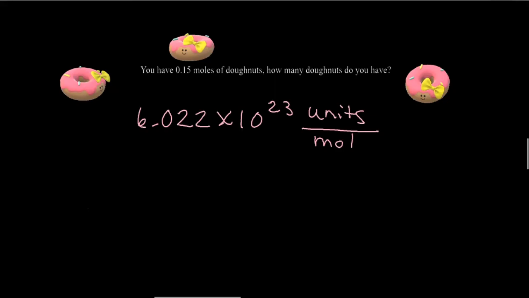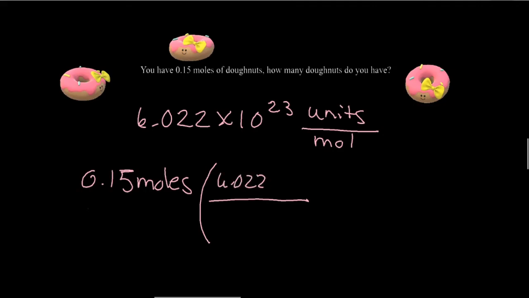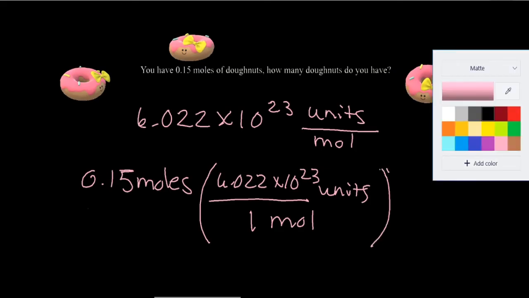So to get back to the problem, we're going to set up our 0.15 moles of donuts. And we're going to set up a conversion as before. And we want to know how many units we have, right? We want to know how many donuts we have. So Avogadro's number is units per mole. So we're going to put our units on top, which is going to be Avogadro's number, 6.022 times 10 to the 23. And we're going to divide that by 1 mole, as in every mole there are that many units.